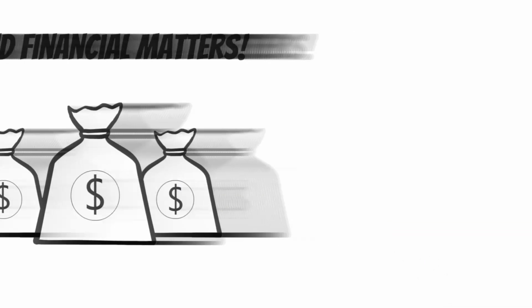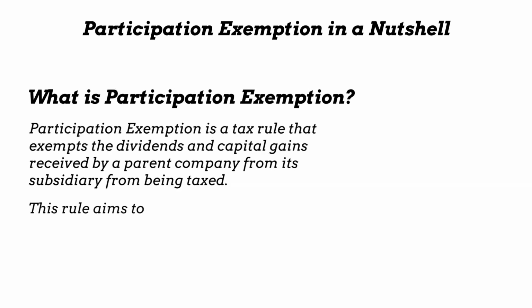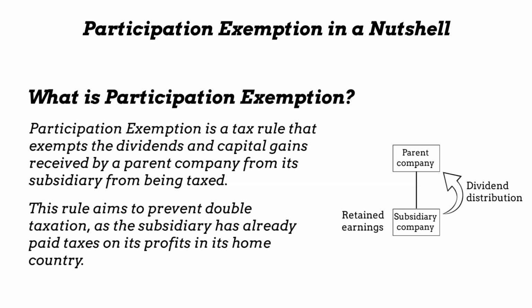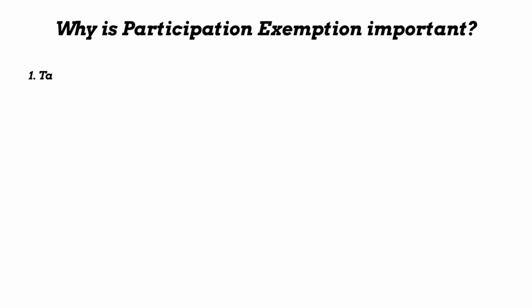Let's get started. First, let's understand what participation exemption is. In a nutshell, participation exemption is a tax rule that exempts the dividends and capital gains received by a parent company from its subsidiary from being taxed. This rule aims to prevent double taxation, as the subsidiary has already paid taxes on its profits in its home country. Now, why is participation exemption important?